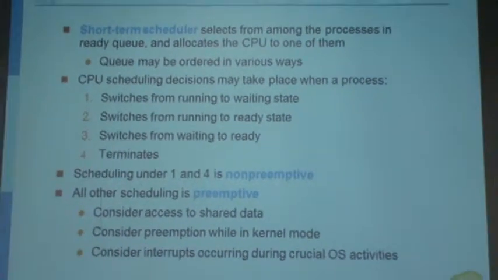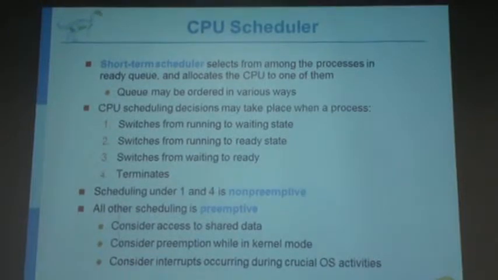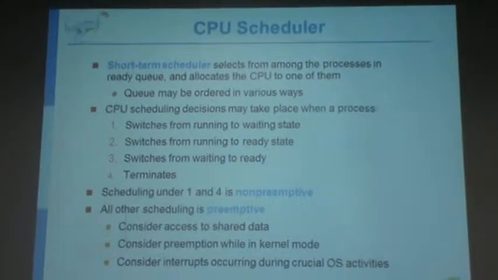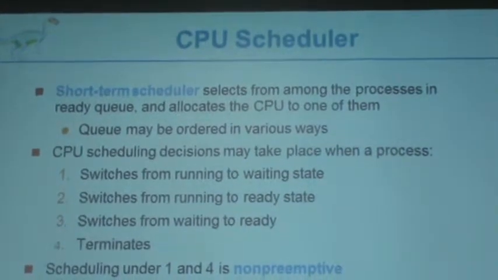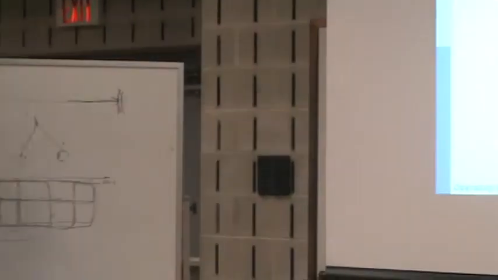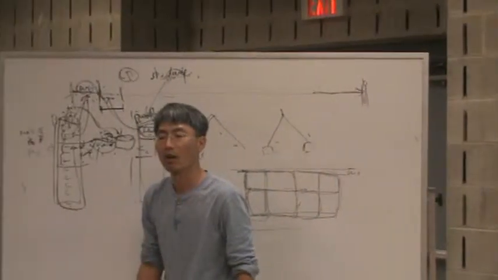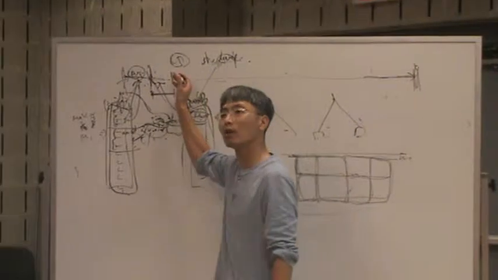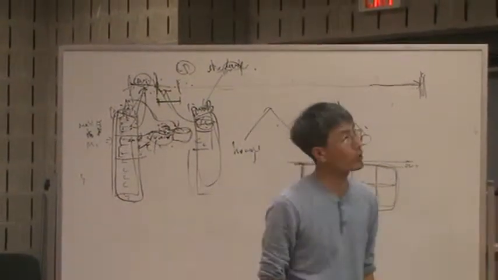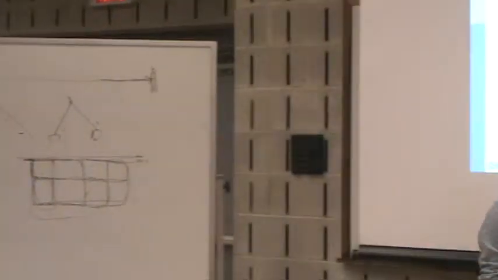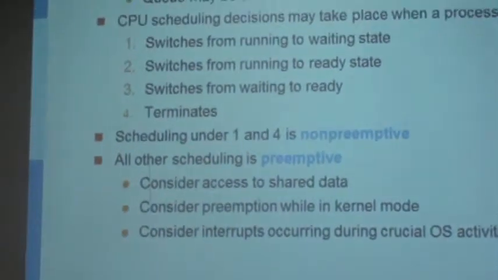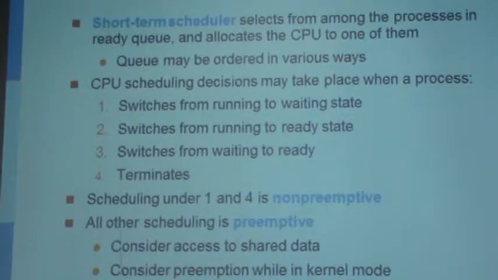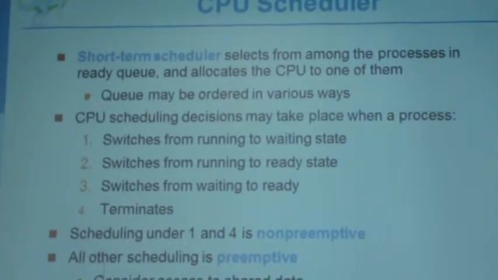So the CPU scheduler is the short-term scheduler, as we have seen before. It selects the next process to get the CPU. There are 4 cases. First one is switching from running to wait state. Second, running to ready, wait to ready, and terminate.